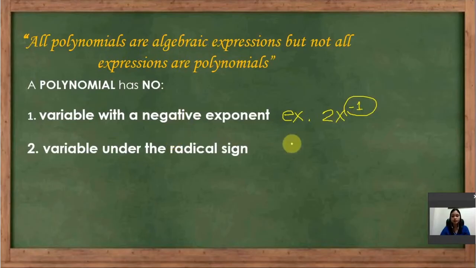Next, it has no variable under the radical sign. Example, we have 2 the square root of x. This is not a polynomial since there is a variable under the radical sign.